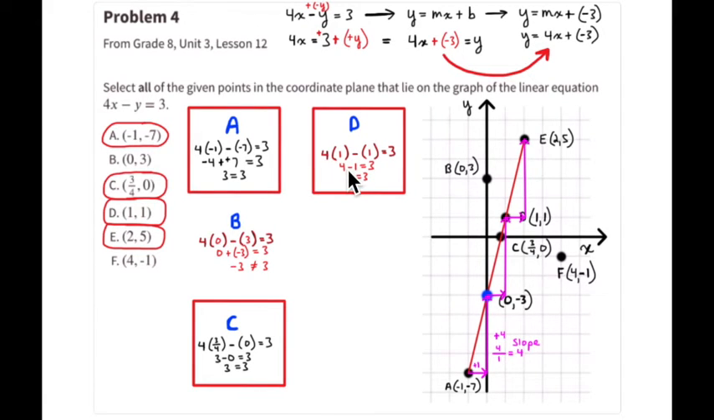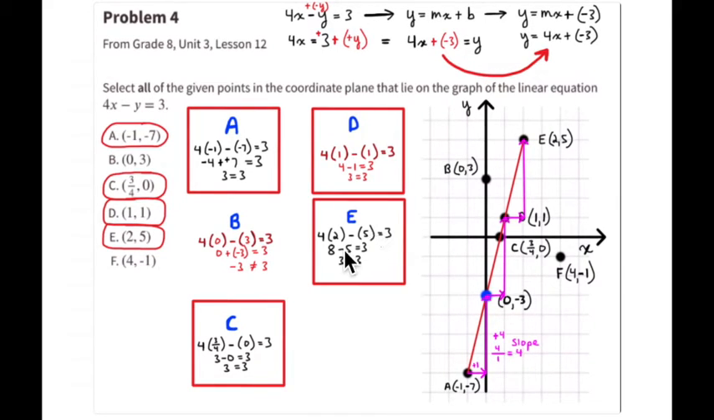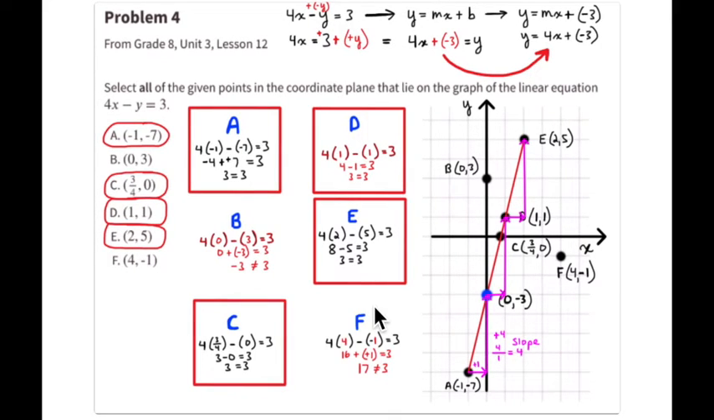D, 4 times 1 minus 1, y is equal to 1, x is equal to 1. 4 times 1 is 4, minus 1 is 3. So D works. 3 equals 3. E, 4 times 2, x is 2, minus 5, y is 5. 4 times 2 is 8, minus 5 equals 3. 3 equals 3. E works, and F, of course, does not work.